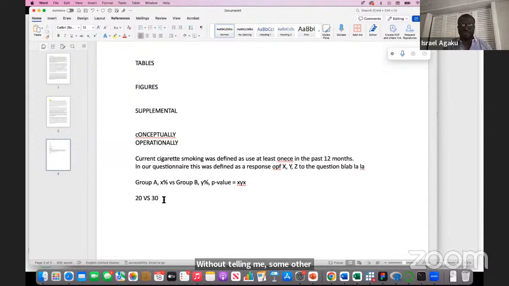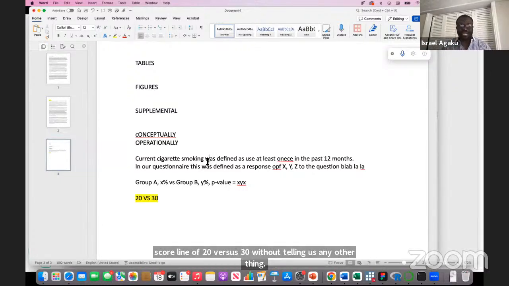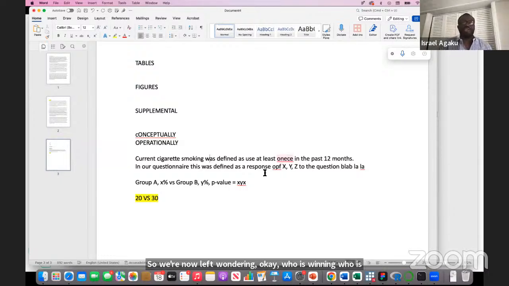So when you provide a p-value only, this is exactly what you're doing. You are giving us a score line of 20 versus 30 without telling us anything else. So we're now left wondering, okay, who is winning? Who is losing? Which team is 20? So when you provide a p-value, you must provide the groups that you're comparing and the values that you're comparing. The p-value is about comparisons. So providing the p-value only without the values that go with it is completely useless.